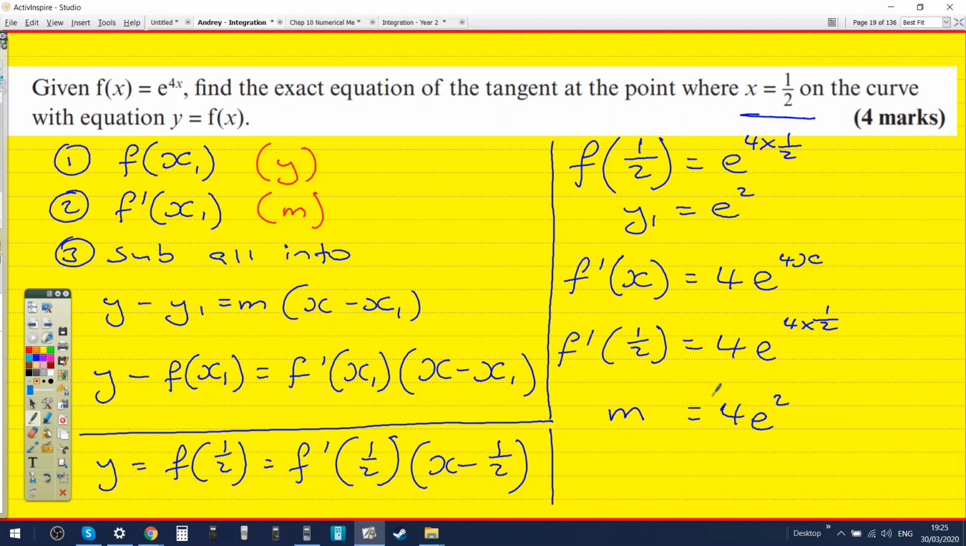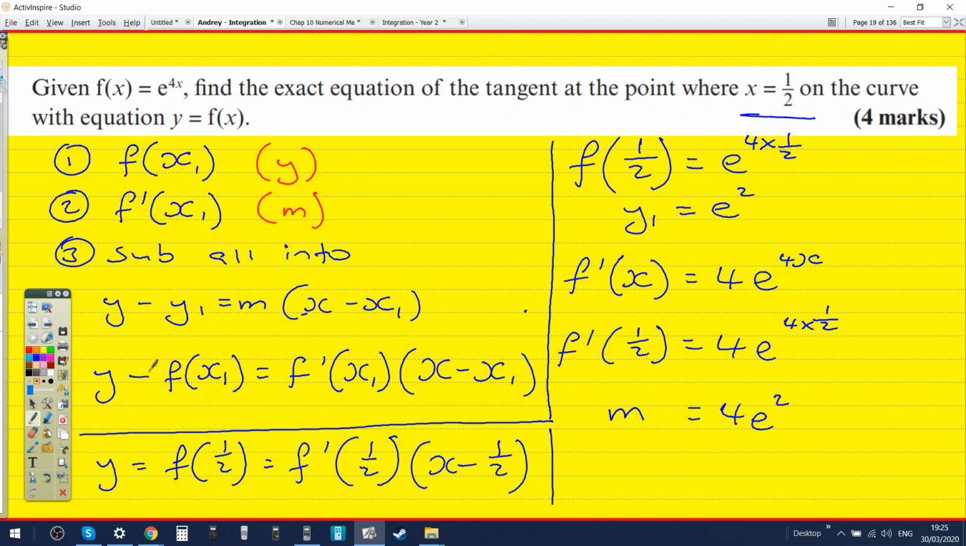Into y minus y1 equals m(x minus x1). So is e to the 4x y1, or is e to the 4x just y? E to the 4x is just the f of x. Yeah, that's just in general. Okay. I think I'm a bit stuck.